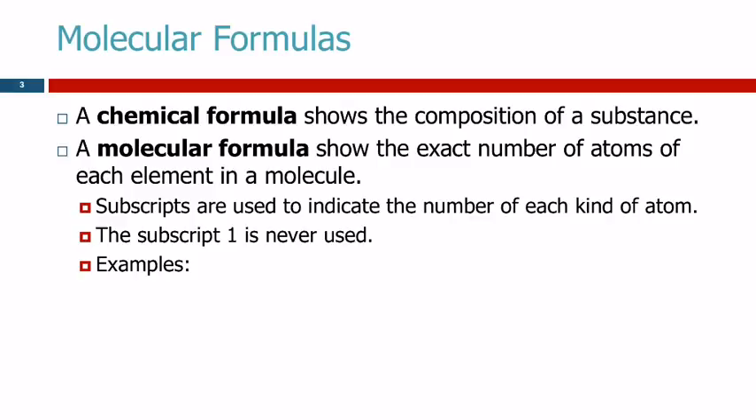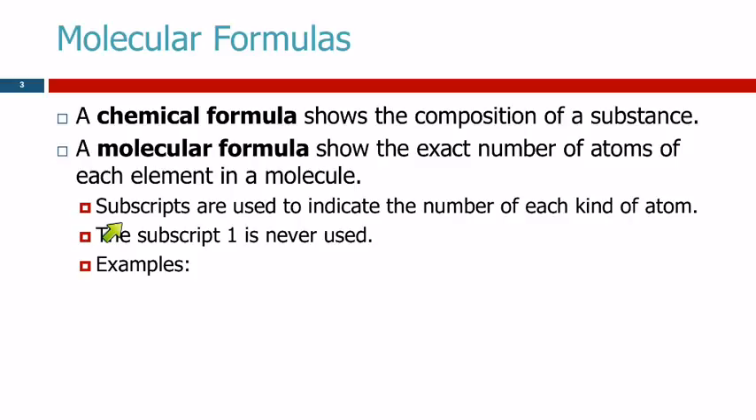Well, a chemical formula gives us the composition of a substance. It tells us what elements are present and their relative quantities. There are different types of chemical formulas. A molecular formula shows the number of atoms of each element in a molecule. It's the formula for a molecule. So if the molecule has 2 hydrogen atoms, then the formula will be H2.